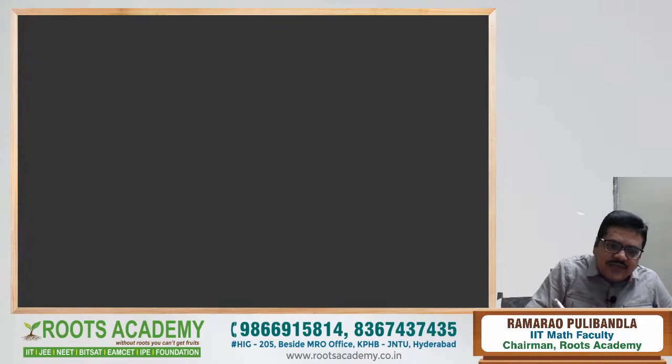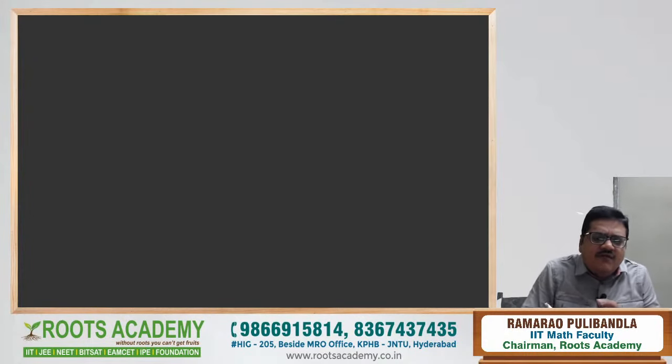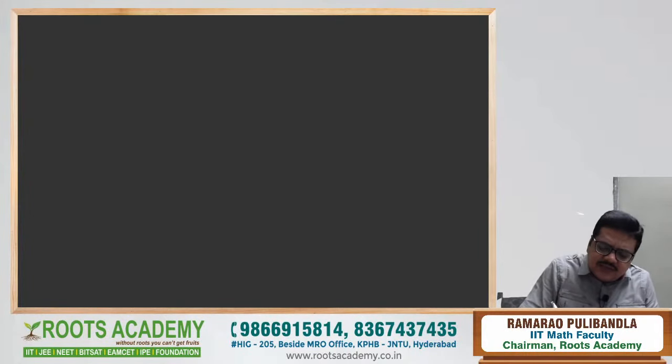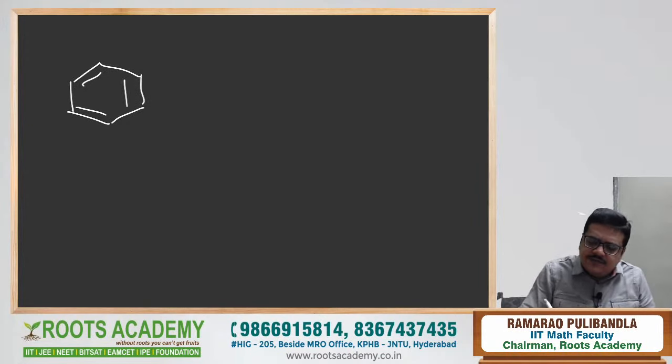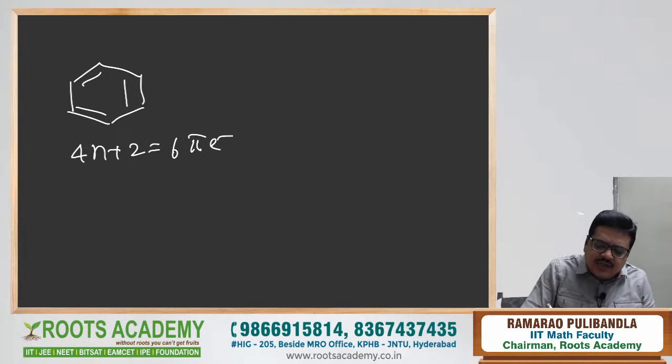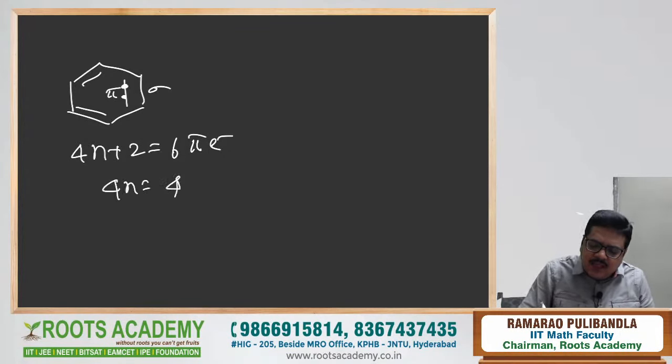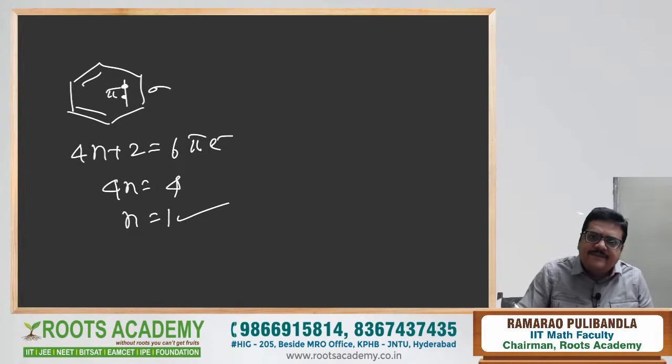For example, if you consider this compound, we have to test whether it is aromatic or not. All carbons are in conjugation. 4n plus 2 equals 6 pi electrons, because each pi bond has two pi electrons. So n is equal to 1, aromatic.